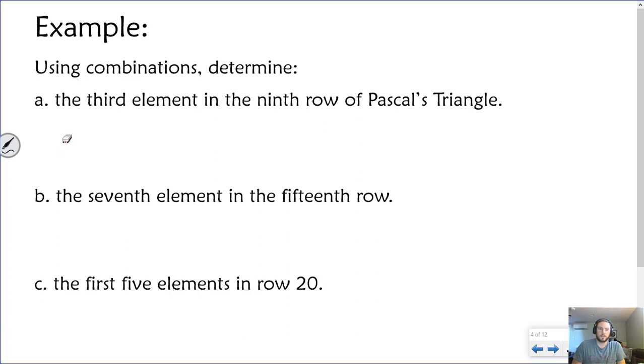So if we think about this for a second, in the 9th row of Pascal's triangle, we're saying that that's 9C0, 9C1, 9C2, 9C3, and so on and so on, right? So in this pattern, the third element is 9C2. So to answer question A here, we would have to do a combination of 9C2, and we could plug that into our calculator, or we could do our formula for combinations.